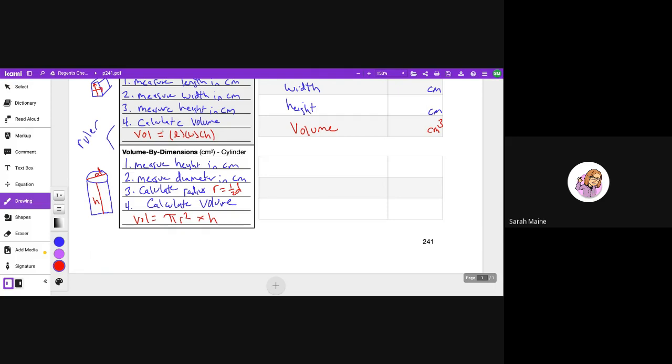And once again, when you are recording your data, you will have your height, which is in centimeters. You will have your diameter, which is in centimeters. You'll have your radius, which is also in centimeters because this is 1/2 the diameter, right? And then when you calculate the volume, radius is squared. So whatever this value is, you use it twice and then times the height. So you end up with centimeters cubed.